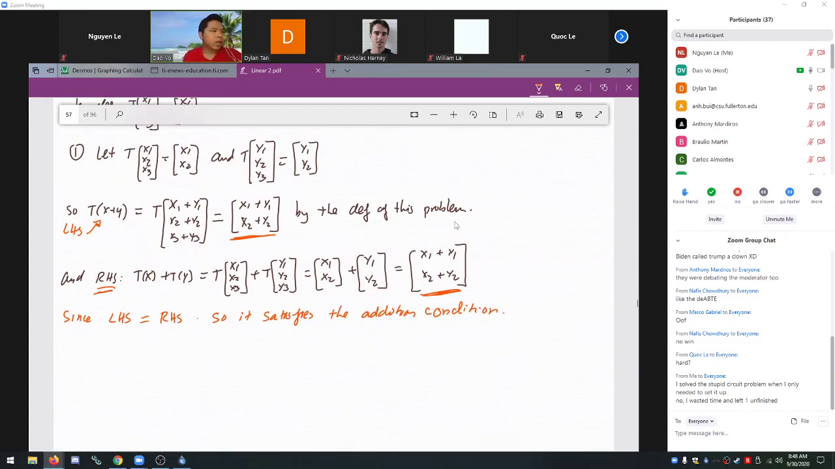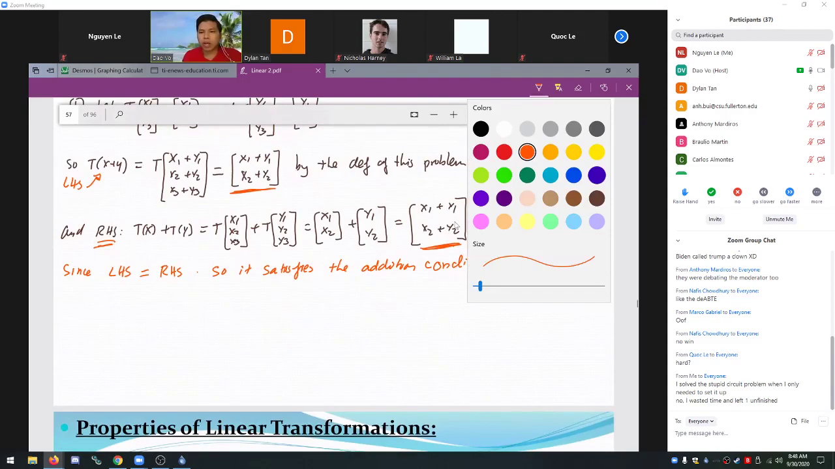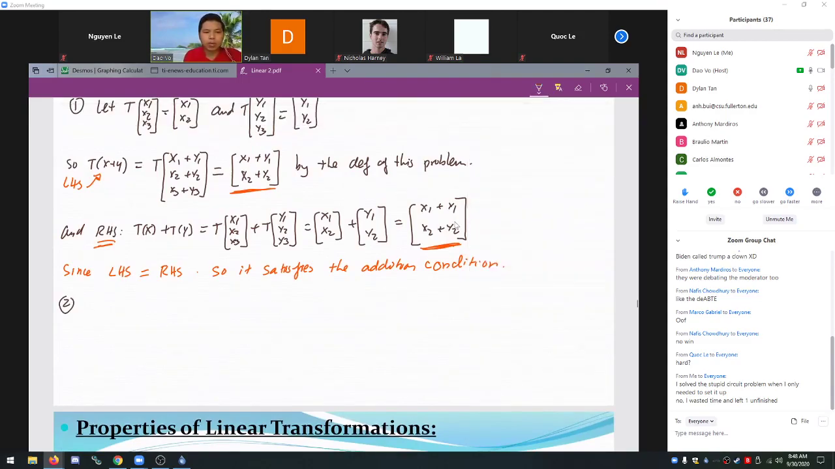Does that make sense so far, guys? Yeah. Example two. All right. So again, we just play around with the definition to see what satisfies the condition of linear or not, right? Next, what we try to do is number two, we try to prove that T of ax equals a T sub x, all right?